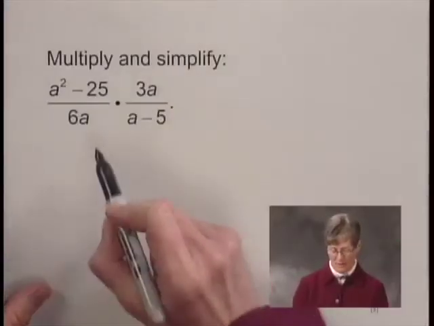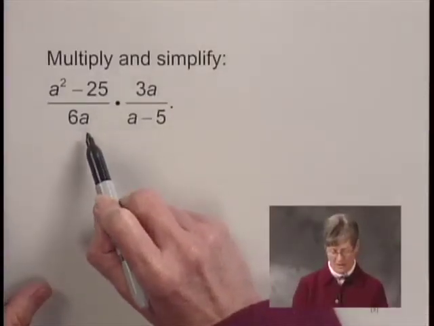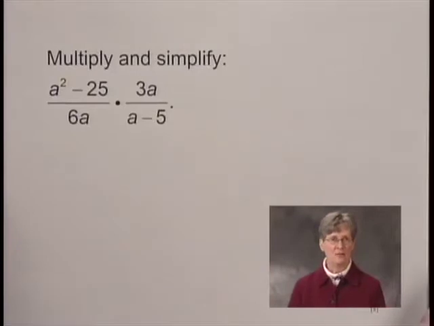We'll multiply rational expressions and then we'll simplify if possible. The multiplication that we'll be doing is a squared minus 25 over 6a times 3a over a minus 5. And the first step in the multiplication is to multiply the numerators and multiply the denominators.